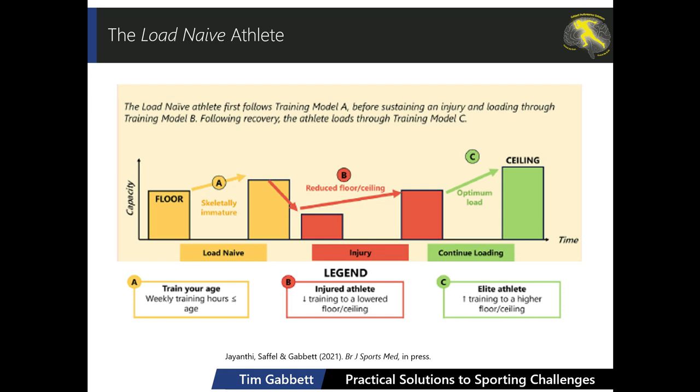Now, when you sustain an injury, your floor reduces straight away, your capacity reduces straight away, and what you're capable of doing during the sport also reduces. So you may have to temporarily reduce the floor and the ceiling of that athlete. Now, if you can manage that athlete through that injury period, you may be able to bring them back to a new ceiling. You identify an optimum load for that particular athlete.